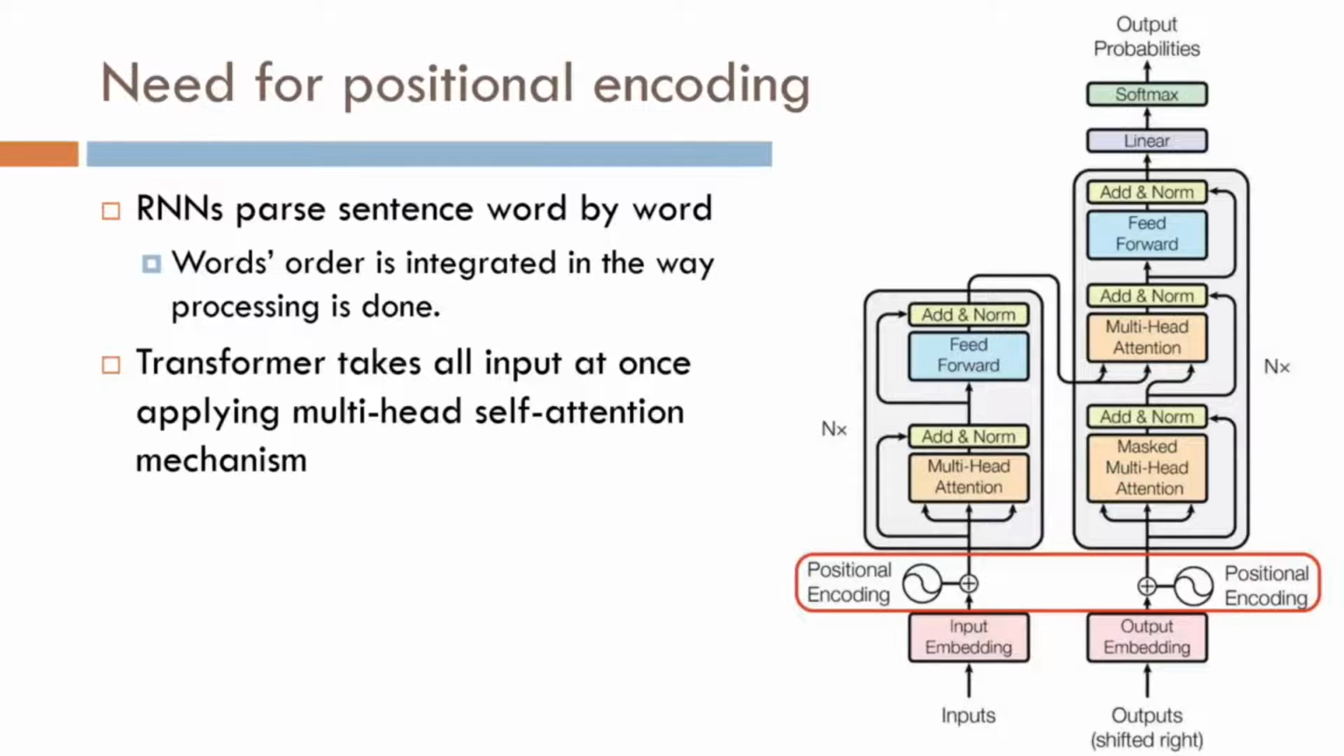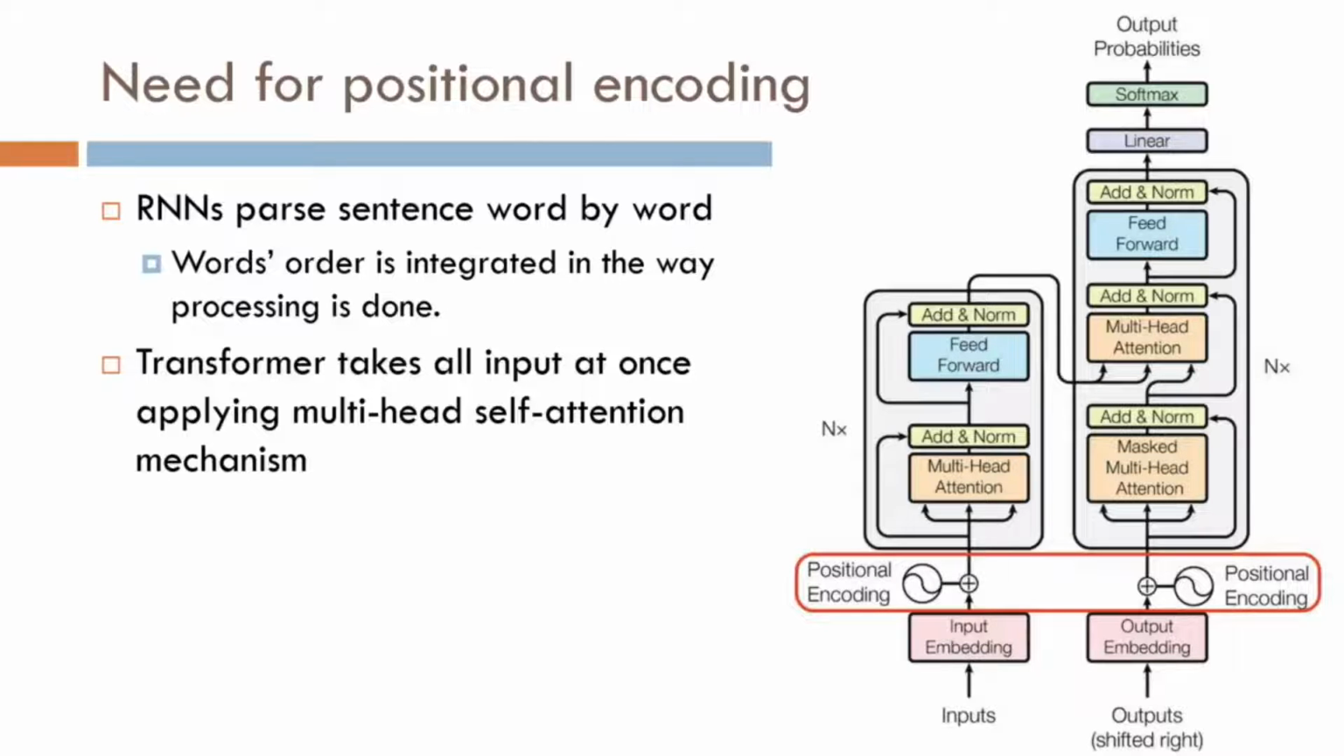In RNNs, we parse the sentence word by word. So the word order is integrated in the way processing is done, because the first word is given, then the next word, and then the next, and when the next word is given, the hidden state or the cell state from the previous word is fed. So there is some mechanism which allows us to know what output has been generated so far and what the next output is. This ordering of words is inherent in the sequential processing of RNNs.